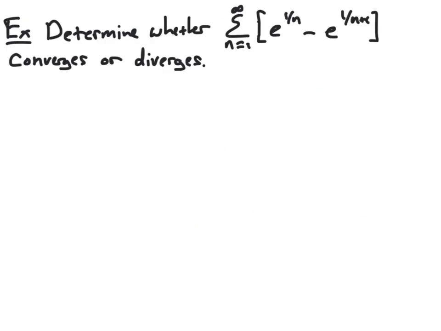If you'd like to try a similar example, you can pause the video and determine whether the sum from n equal 1 to infinity of e to the 1 over n minus e to the 1 over n plus 1 converges or diverges. Resume the video and the full solution will appear in a few seconds.